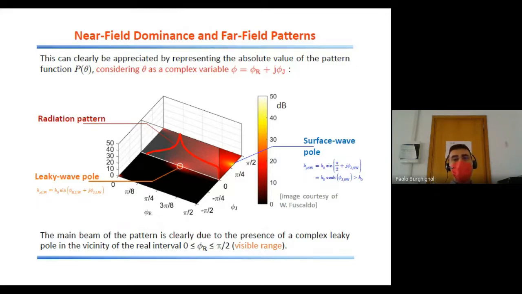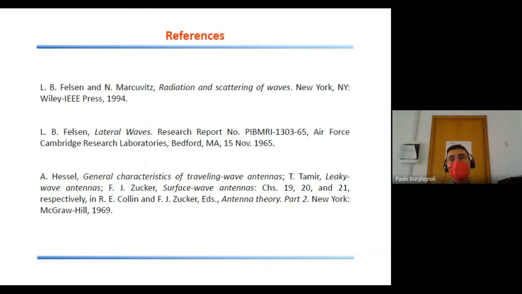So we have discussed what leaky waves are. They are waves associated with pole singularities, and also their application to a class of radiators known as leaky wave antennas. You will find more details about what I have discussed today, not only in the classical book by Felsen and Marcuvitz, Radiation and Scattering of Waves, but also in a beautiful report by Felsen on lateral waves, which is freely available on the web. If you Google the name, you will find the PDF easily.